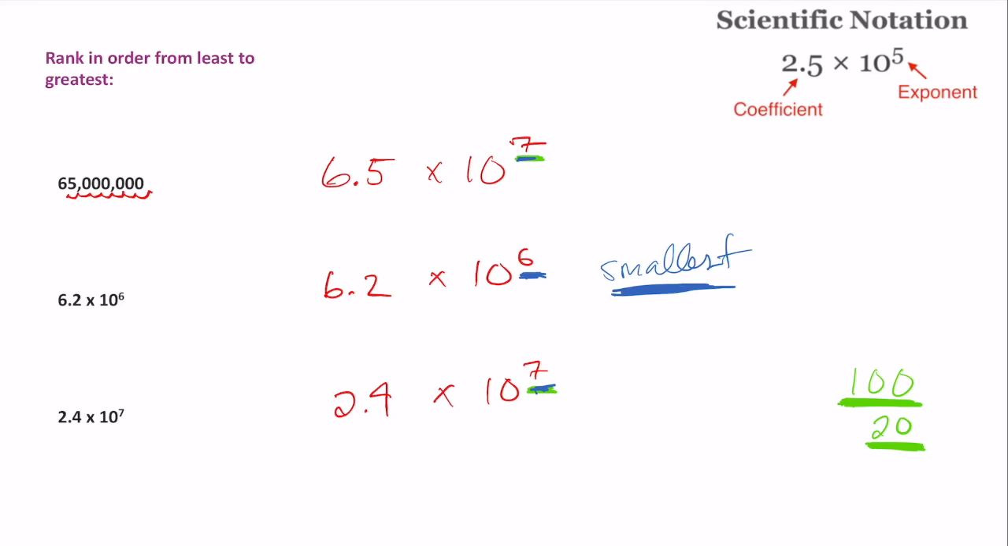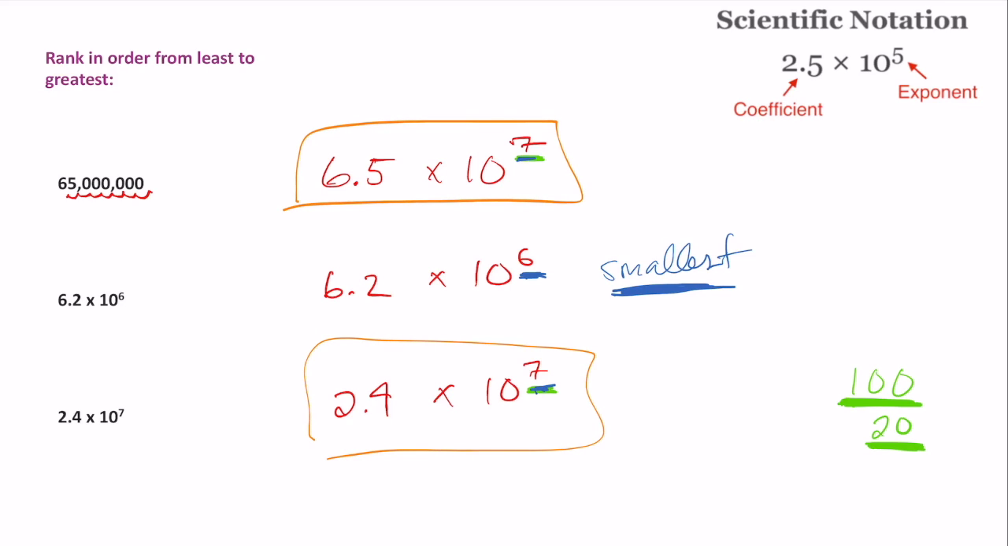Now the question is, which one's bigger, the first or the third? So now I'm just looking at these, right? And so now we're both multiplying by 10 to the 7th power. So now we're going to look at the bases, the coefficients. 6.5 is bigger than 2.4, so that's the largest, right? The largest, the biggest, and that means this is the middle number.